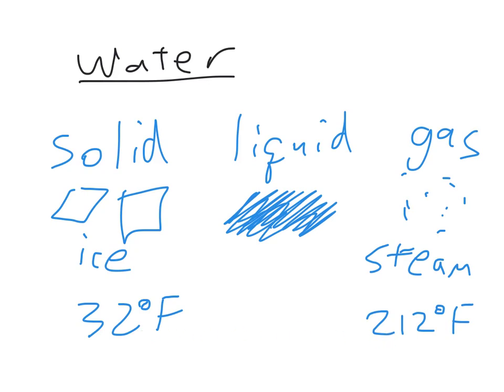If I were to take the pressure and increase it dramatically, say from 1 atmosphere to 200 atmospheres, then the boiling points and the freezing points may change. So they're not necessarily fixed to 32 degrees Fahrenheit or 212 degrees Fahrenheit. It very much depends on the pressure at which I'm operating.